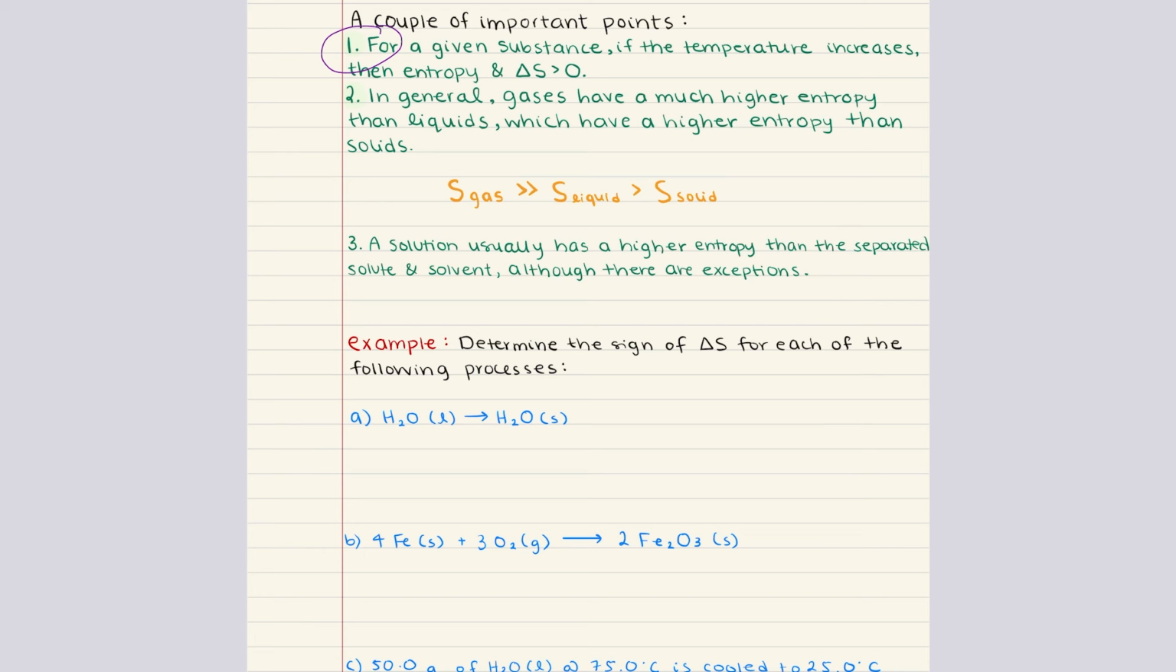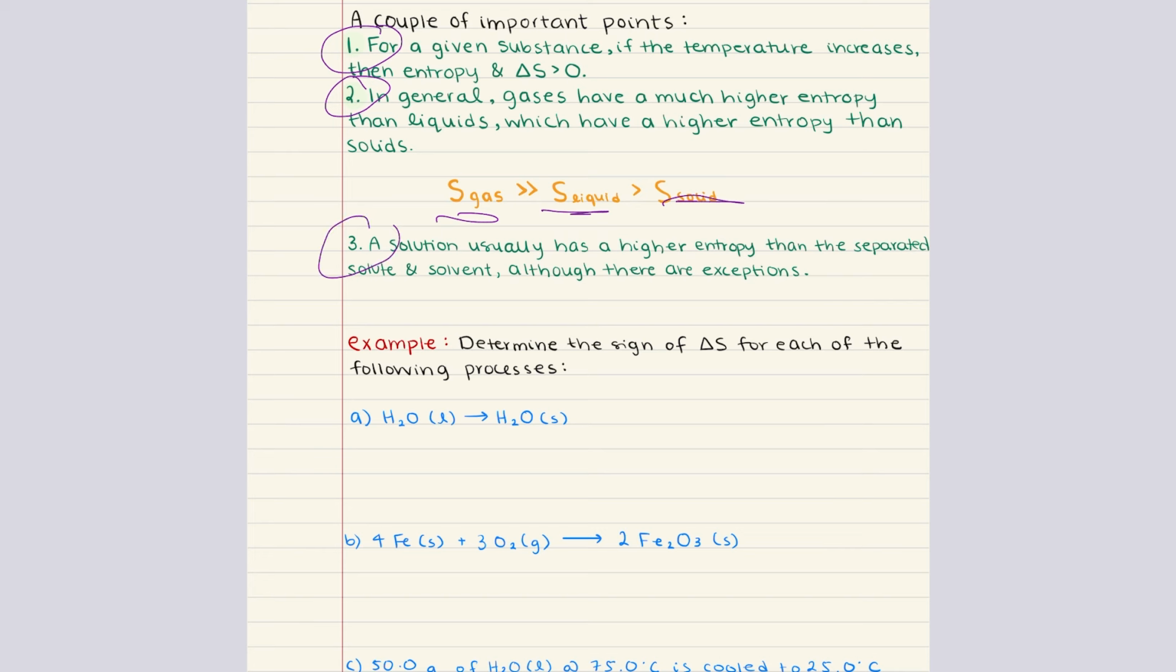The second point I want to make deals with states of matter. Gases typically have a higher entropy than liquids, which in turn have a higher entropy than solids. This difference arises because particles in a gas are free to move and occupy a vast number of positions, thereby creating far more microstates than the relatively fixed particles in a liquid and solid.